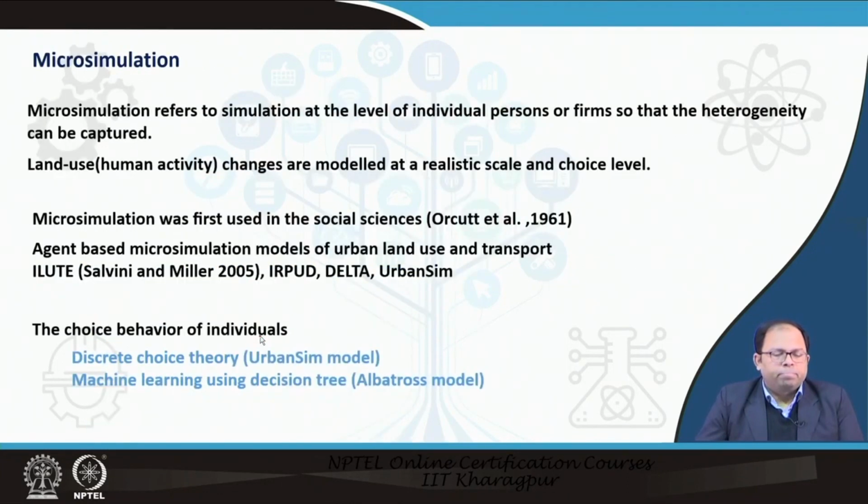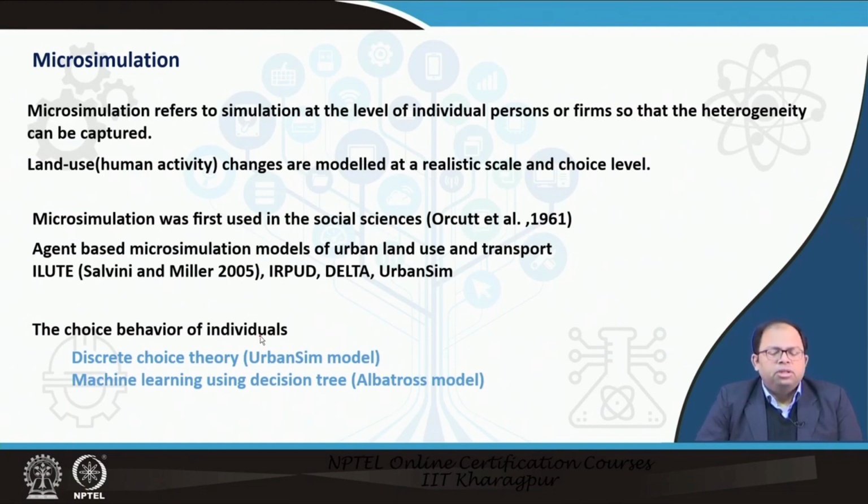Next comes microsimulation. This is the very latest approach, and microsimulation refers to simulation at the level of individual persons or farms so that the heterogeneity can be captured. That means instead of taking a homogeneous group, here we take every individual. We consider every individual as separate, so his decision-making process would be different from other individuals. The same goes for farms as well. Land use and human activity changes are modeled at a realistic scale and choice level. This is more realistic because every person can take a decision, and when we add up all these decisions, we arrive at more realistic outcomes.